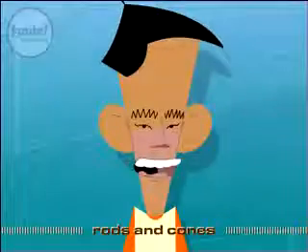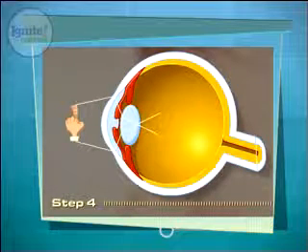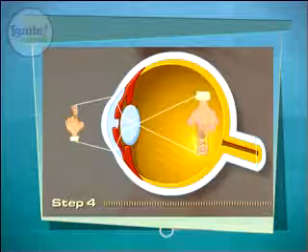What about rods and cones? They're located in the retina. Due to the refraction of light from the cornea and the lens, the image projected on the retina is inverted and reversed from left to right.